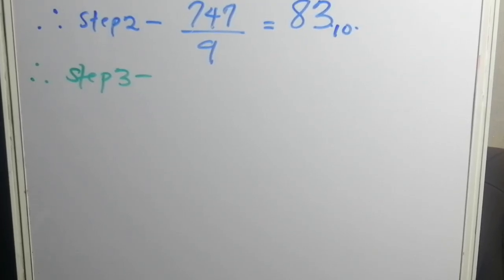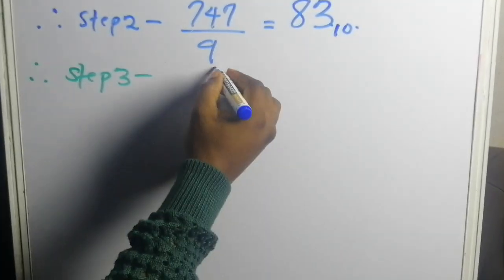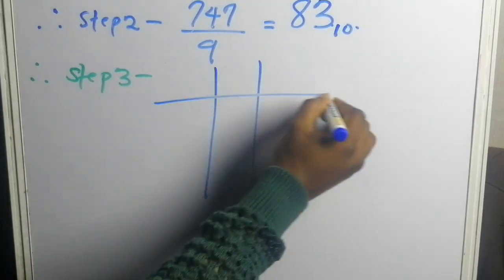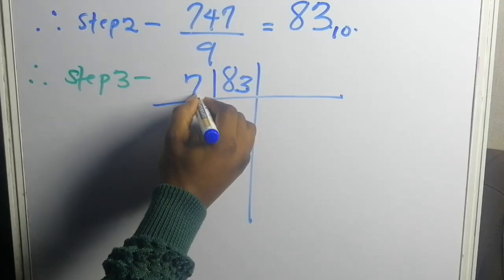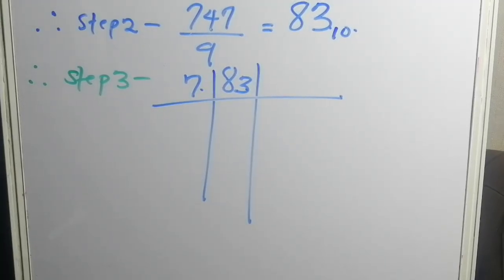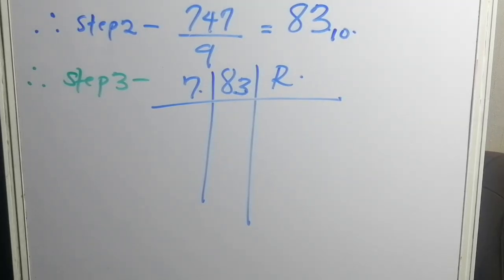So what do we need to do? All we need to do is draw our normal table. We want to convert 83 back to base 7. Just draw your normal table. You have your 83, you have your 7, then you have your remainder. It's as simple as that.